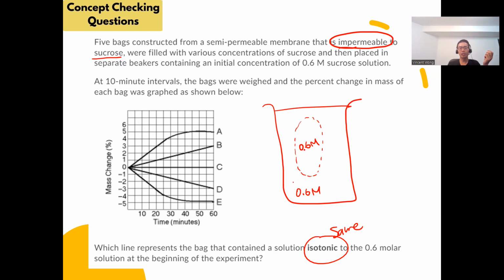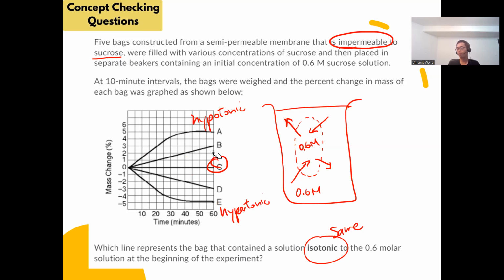So in this case, because it's the same on the inside and outside, and only water can move, water will move in, water will move out as well, and they cancel each other. And so overall, what's going to happen to the volume of the bag? Well, because it's isotonic, you should expect no change. That's why the answer is C. Okay, C here, no change. All right. A would be for hypotonic, and then E would be for hypertonic.